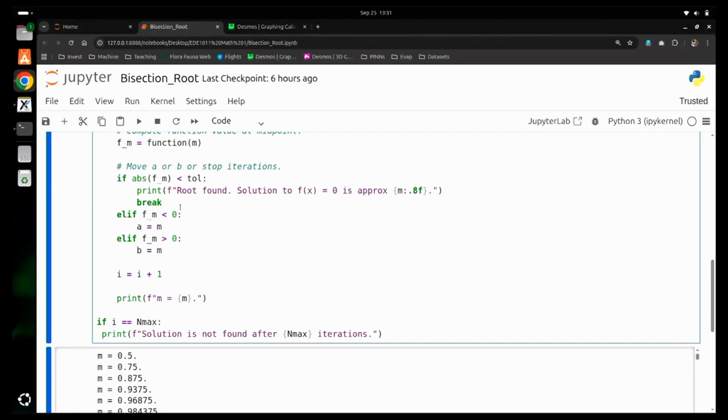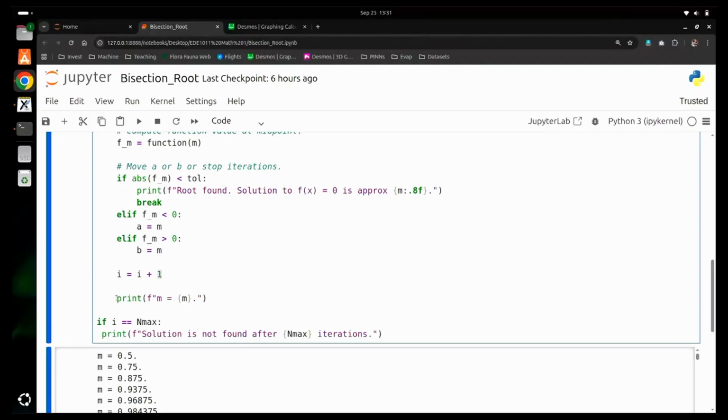You all learn loops already. Just right. Okay, so else if. If your function value is less than 0, assign a to m, exactly what we did earlier. If your function value is more than 0, assign b to m. Then increase the counter, because you need to check whether it's the maximum iterations or not.